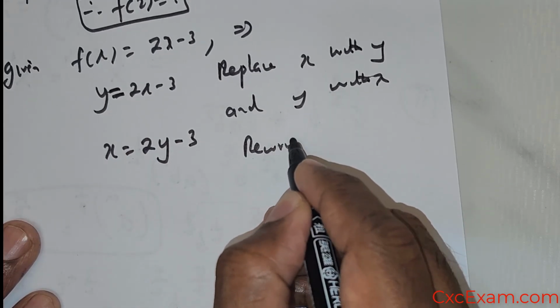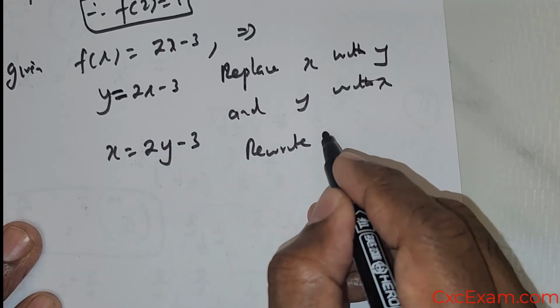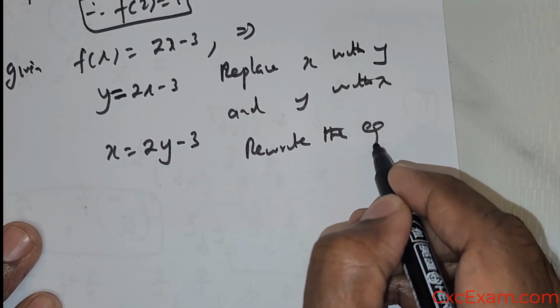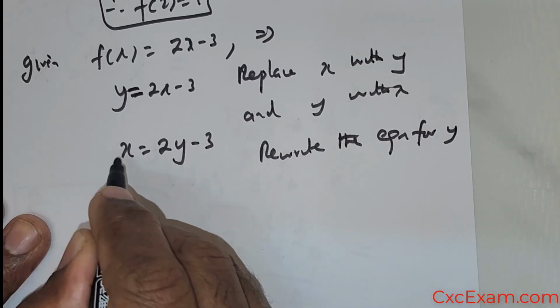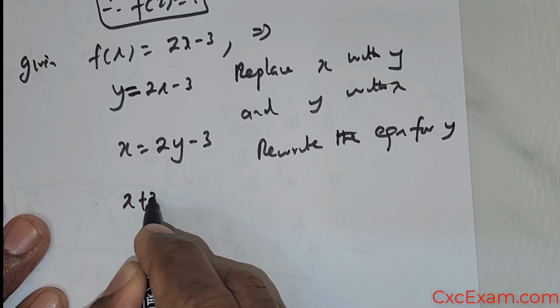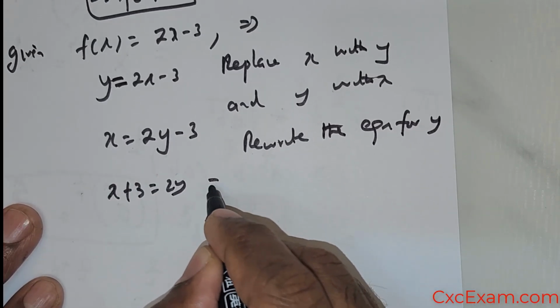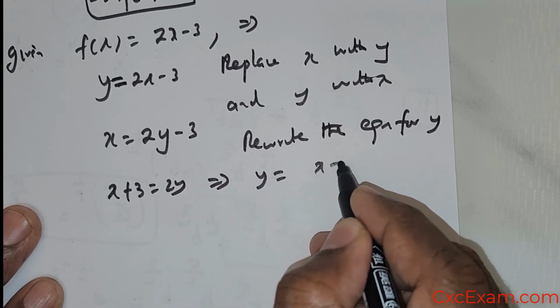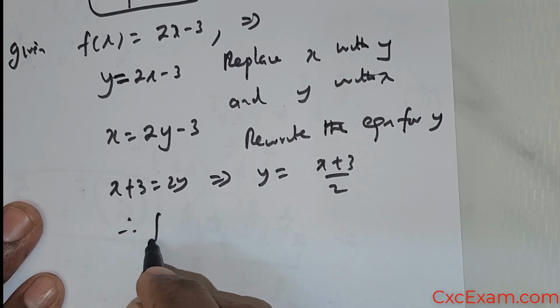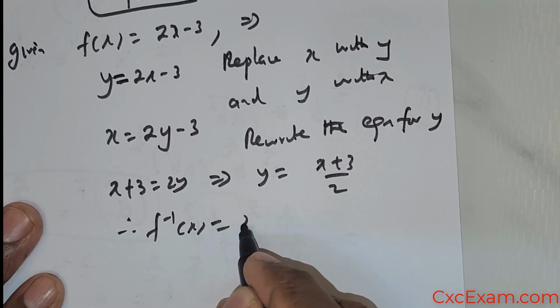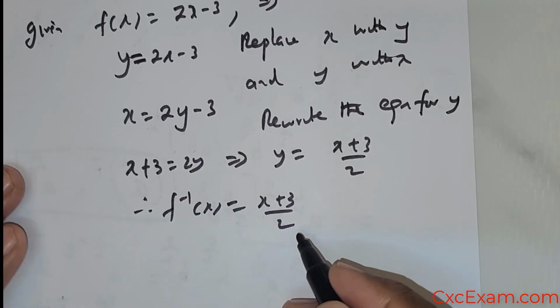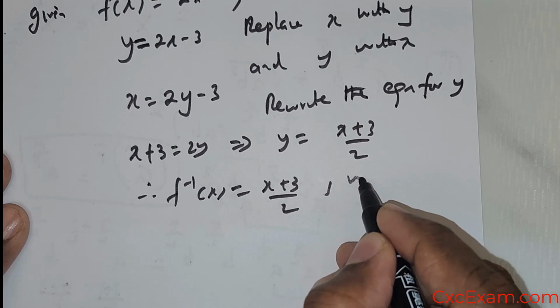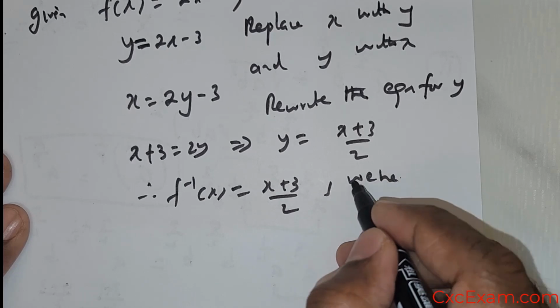Then you rewrite the entire equation for y. So that would mean you have x plus 3 is equal to 2y, which means y is equal to x plus 3 over 2. So therefore f inverse of x is equal to x plus 3 over 2. So that's the solution.